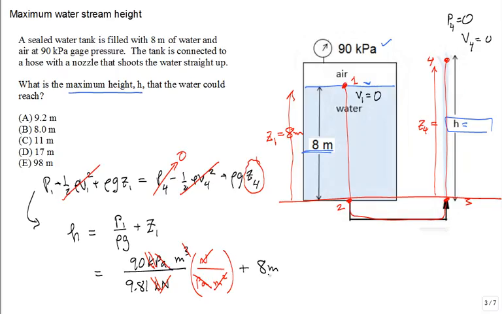So 90 divided by 9.81, 9 point something. So that's 9.17 plus 8 is 17.17 meters. And we look, what's the best answer? 17. Okay? All right.